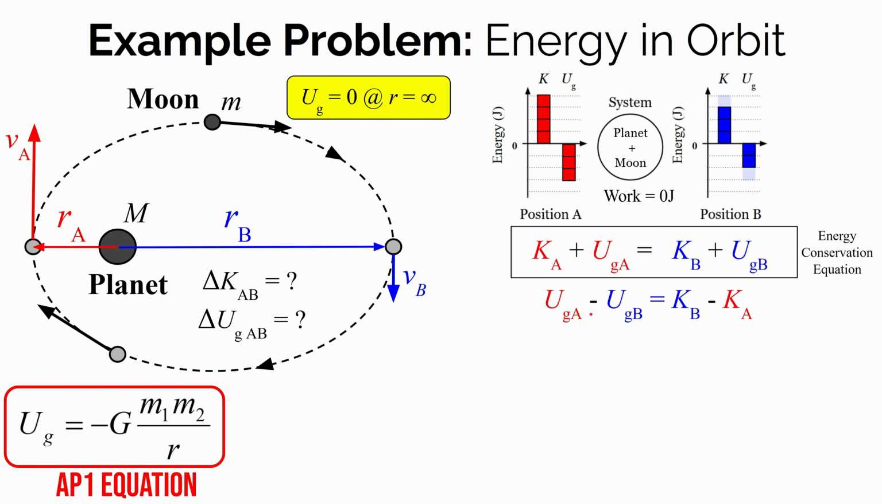Whenever we're subtracting two values from one another, you get essentially the change in that value. So we can see that the magnitude of the change in the gravitational potential energy when it goes from A to B has to be the same as the magnitude of the change in the kinetic energy that it goes through from A to B.